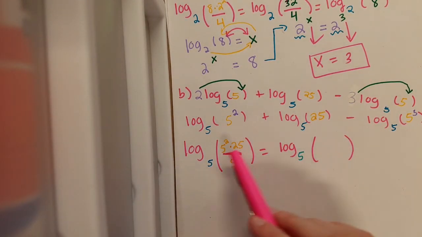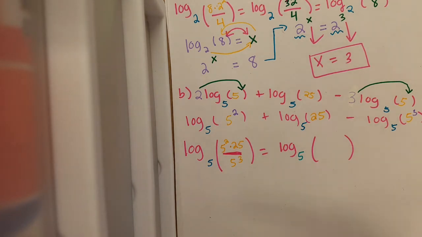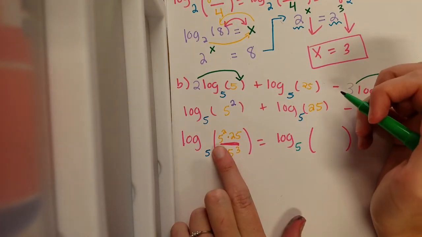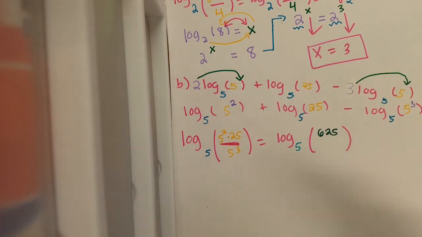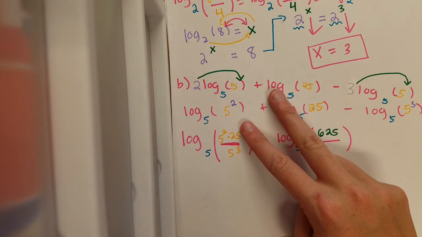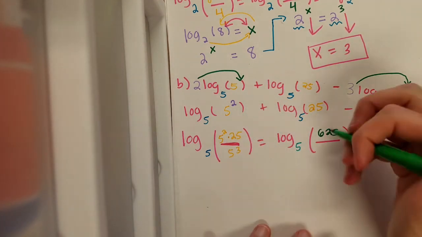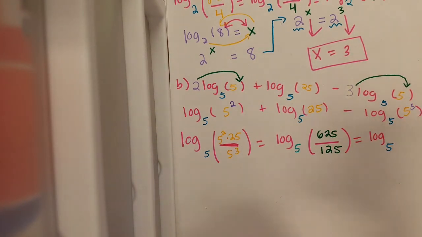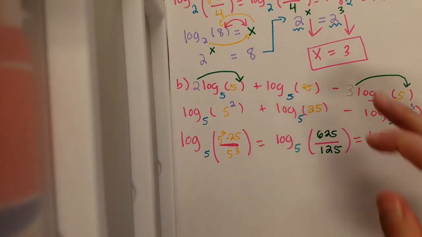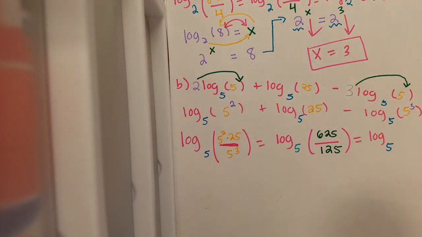Okay, so let's simplify down this numerator. So 5 squared, which I'm going to write my answer in green so you guys can see it. 5 squared is 25, and 25 times 25 is 625. Alright, and it's all over 5 to the third. So let's see what 5 to the third is. 5 times 5 is 25, and 25 times 5 is 125. Okay, so we're going to be dividing 625 by 125, which simplifies to be just 5.